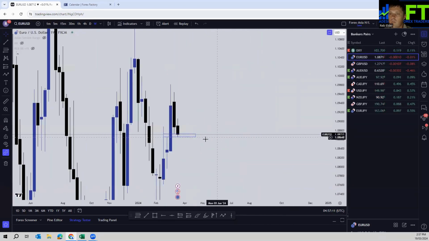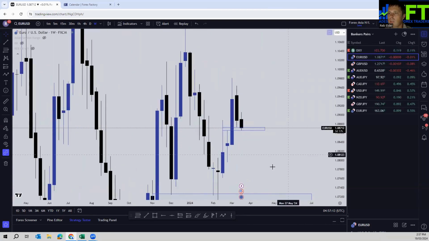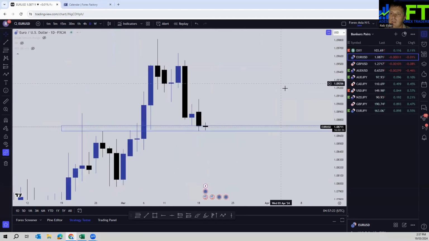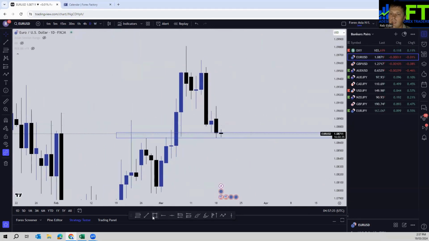Now, pretty sure there wasn't much here on the weekly. We can see here we had a minor bit of imbalance. We've pulled down, we've pretty well mostly filled now, and we are getting a little bit of a rejection coming down to the daily. We have then daily imbalance here.